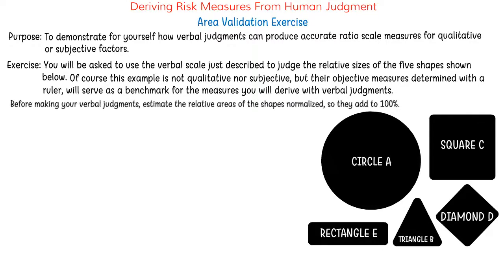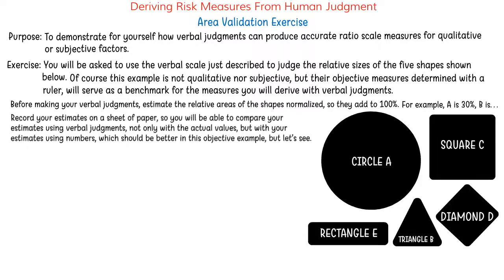Before making your verbal judgments, estimate the relative areas of the shapes normalized so they add to 100%. For example, A is 30% of the combined areas, B is so and so percent, etc. Record your estimates on a sheet of paper, so you will be able to compare your estimates using verbal judgments, not only with the actual values, but with your estimates using numbers, which should be better in this objective example, but let's see.